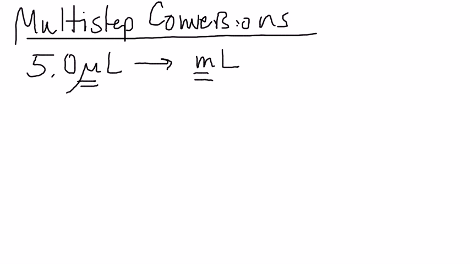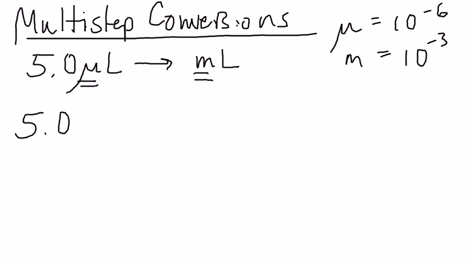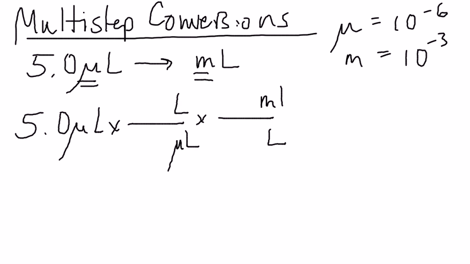And because the metric prefixes of micro, which is 10 to the negative 6, and milli, which is 10 to the negative 3, these powers of 10 are only actually good to the base unit. So therefore, when we do a multi-step conversion, we always convert first to the base unit, which in this case is going to be liters, and from liters to milliliters.